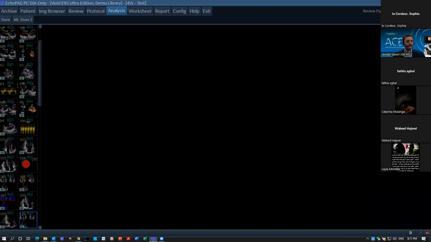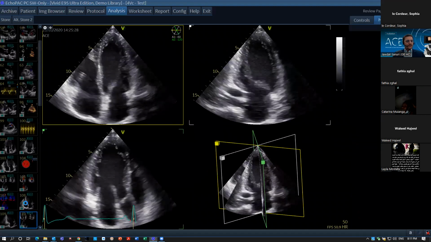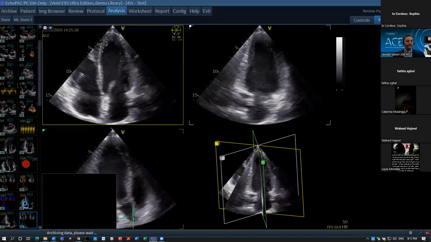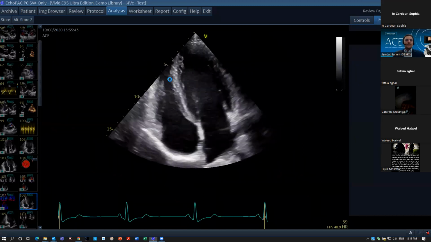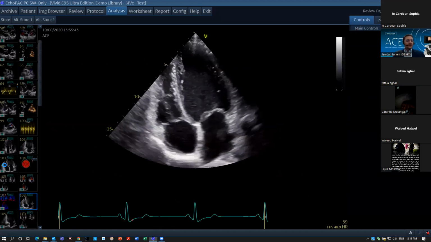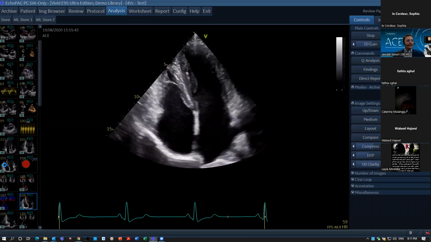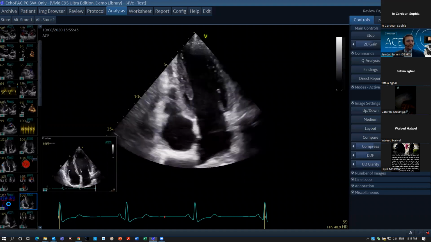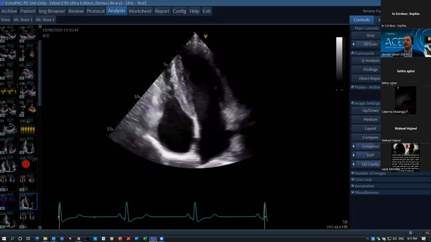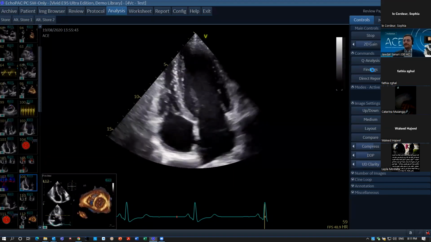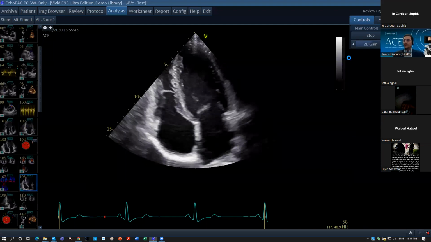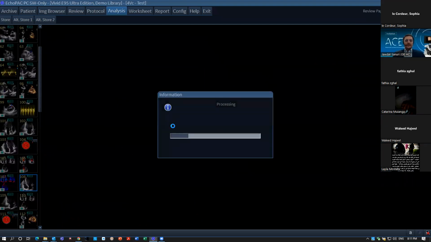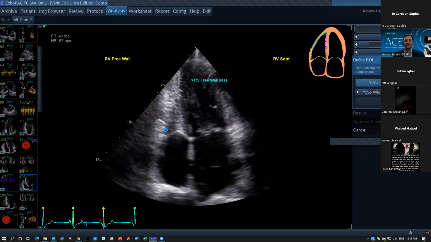If I'm happy with all these results, I can just approve and exit, or I can just go to the four-chamber view with the RV, and I can do strain for the RV as well. So we can go to measure. We can go to AFI RV. And then, despite it missing a little bit of the apex of the RV in this view, we should have a better image for the RV.